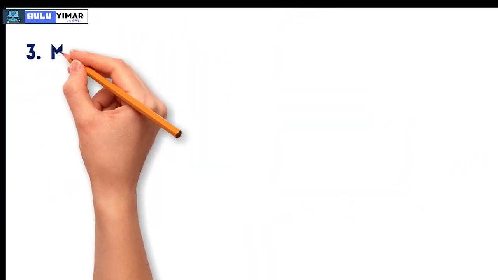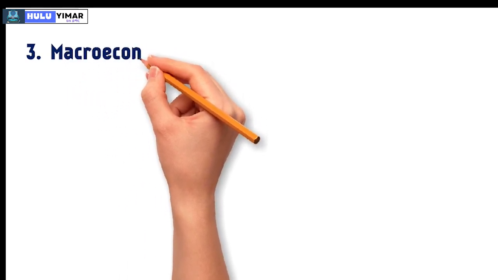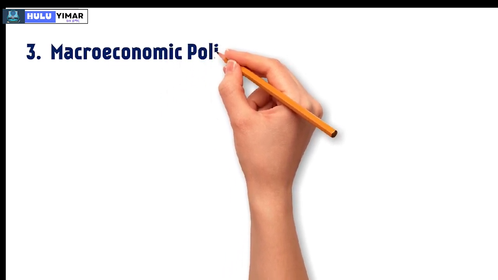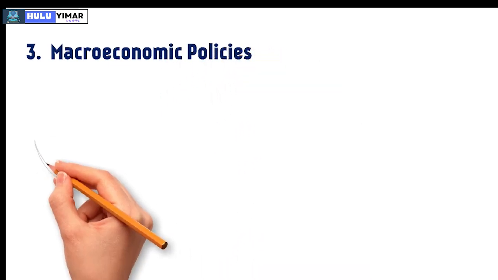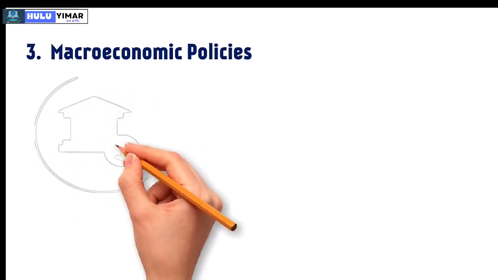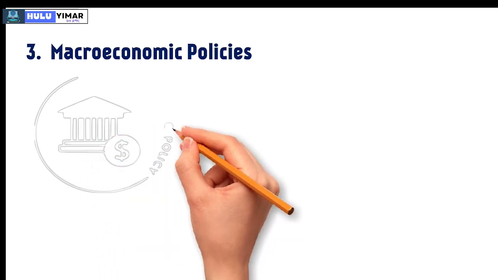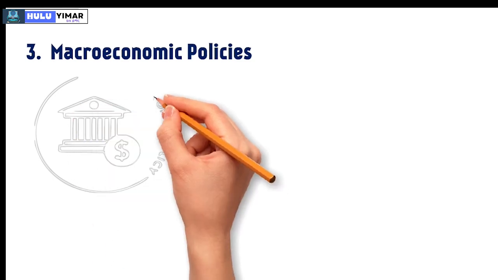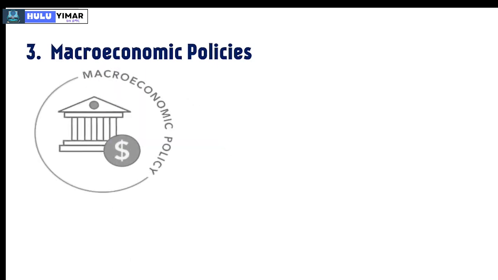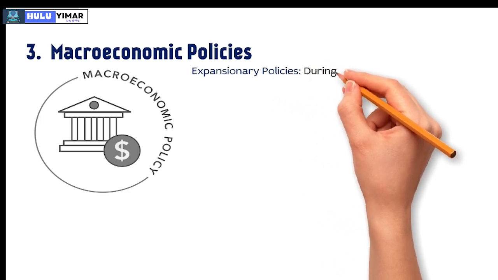And we have another internal factor that affects the business cycle: macroeconomic policies. Government policies such as fiscal and monetary policies affect the business cycle as well. These policies are crucial tools used by the government and the central bank to influence a country's economic performance, so they control the activities in the economic system.